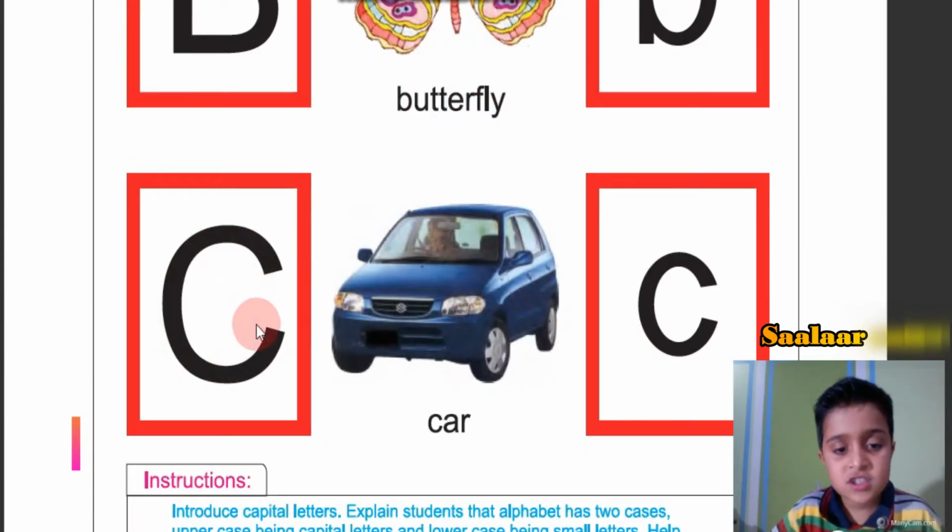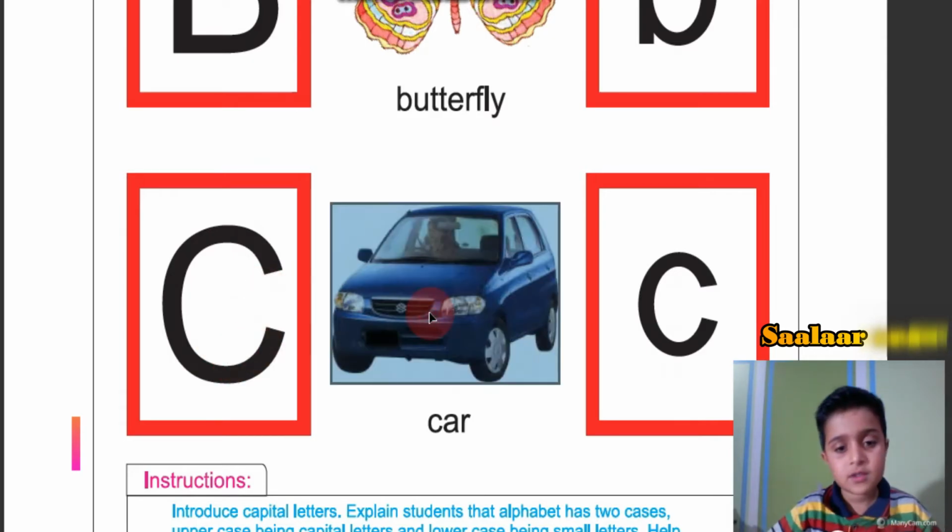Next we are going to C. What is this? Capital C. C for? Car. C for car. And this is capital C or small C?